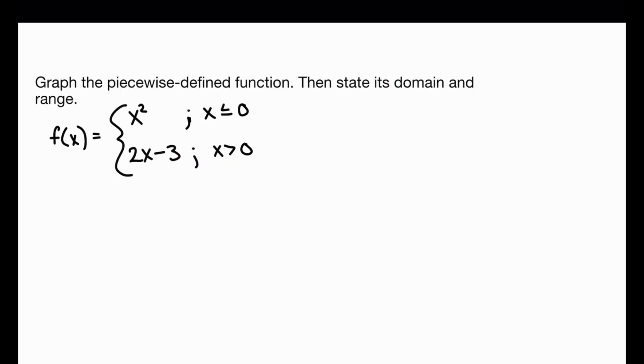All right, the second thing I wanted to show you in this video is how to deal with what's known as piecewise defined functions. And so we are going to graph piecewise defined functions and then talk about their domain and ranges. So I have an example of a function, f of x equals x squared when x is less than or equal to 0, and f of x equals 2x minus 3 when x is bigger than 0. So this function has two different definitions depending on what your x value is.